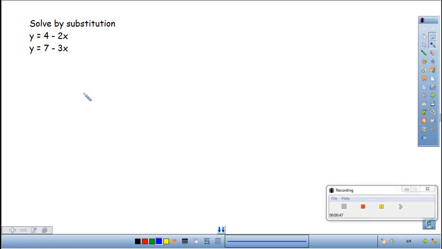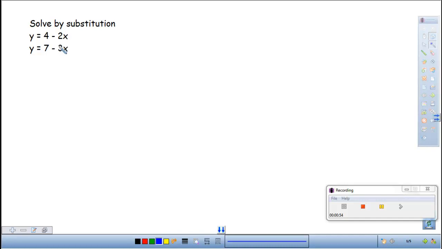And your first objective in solving by substitution is to isolate one of your variables on one side of the equal sign in either one of the equations. So you want either the x or the y to be on one side of the equal sign in either one of your equations. In this particular problem that we have here, y is by itself in both of my equations. It's already isolated. So looking at the first y, it tells me that y is equal to 4 minus 2x. That means that y and 4 minus 2x are interchangeable.